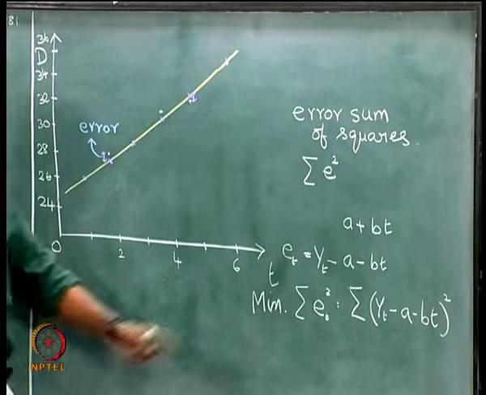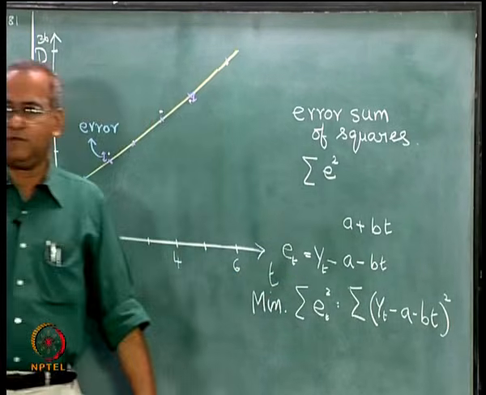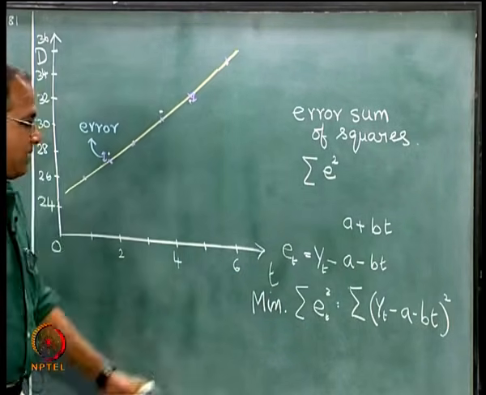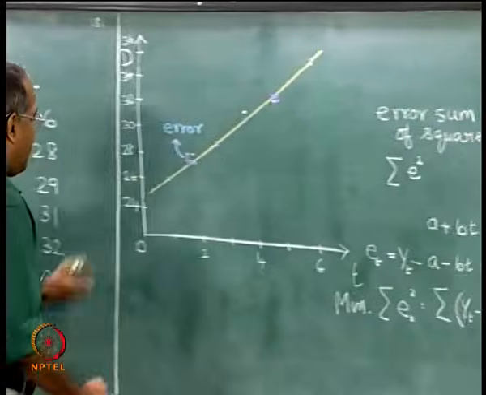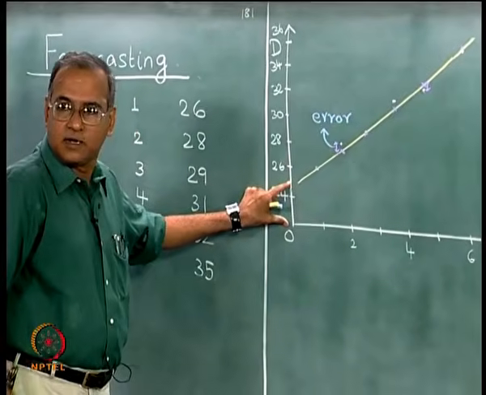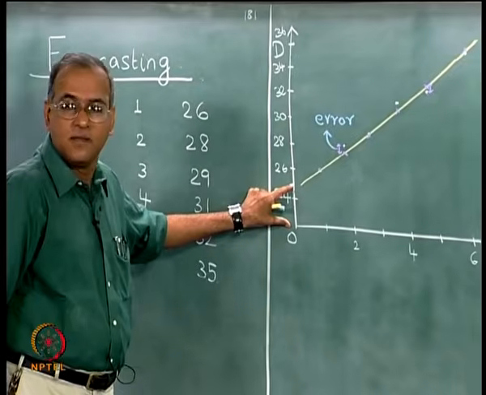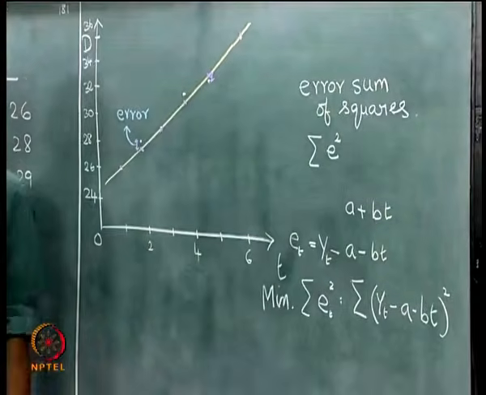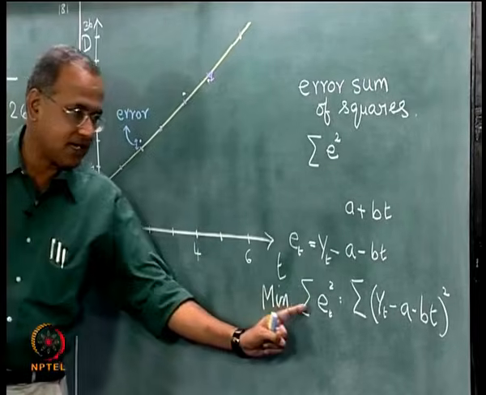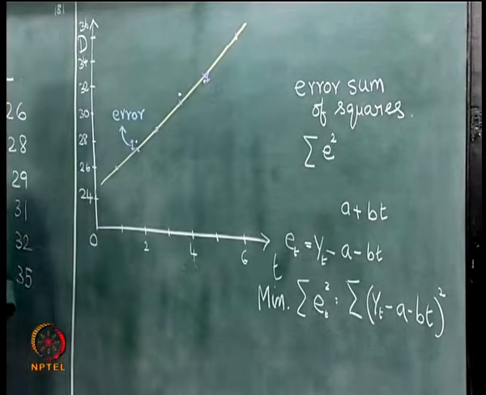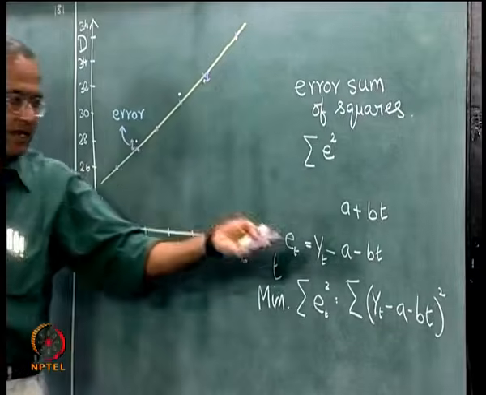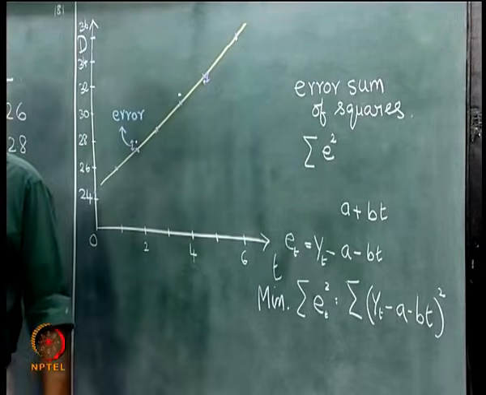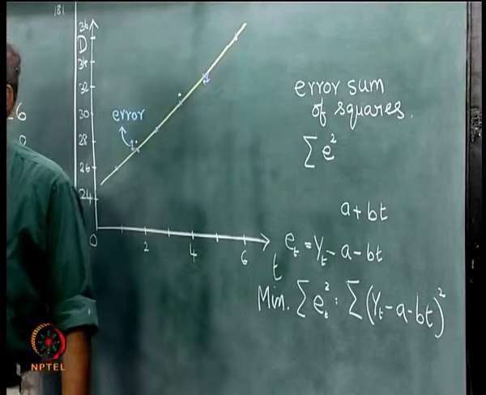Now we want to find out the a and b, where b represents the slope and A represents the y ordinate or the value on the y axis for t equal to 0. So, A and B have to be found out such that this error sum of squares is minimized. Now, let us try and derive a very simple expression to find out A and B.